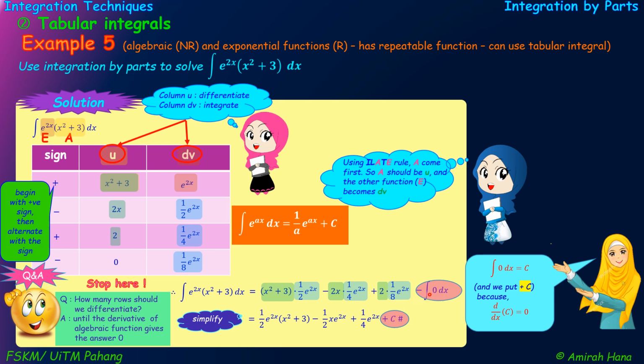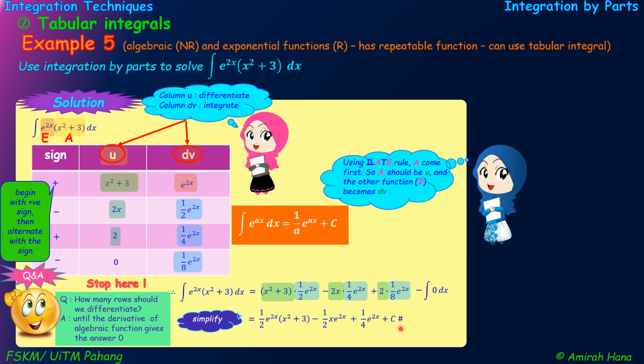Why do we get the answer c here? Because when we integrate 0, the answer equals c. So we put plus c here, because when we differentiate c, the answer equals 0. So when we integrate 0, we will get back the answer c because integration is the antiderivative, right? So we put plus c here. Right, so this is the final answer.